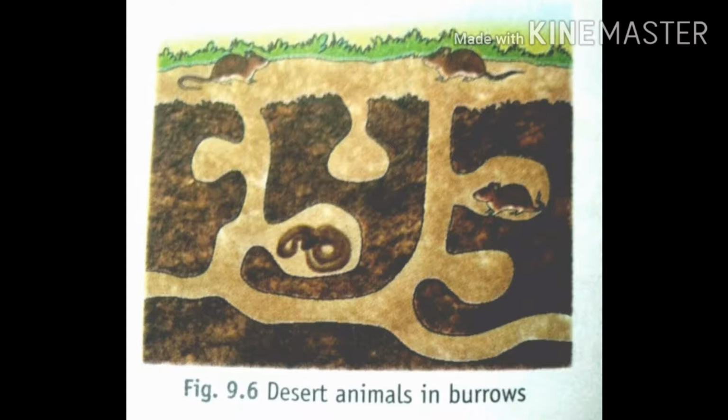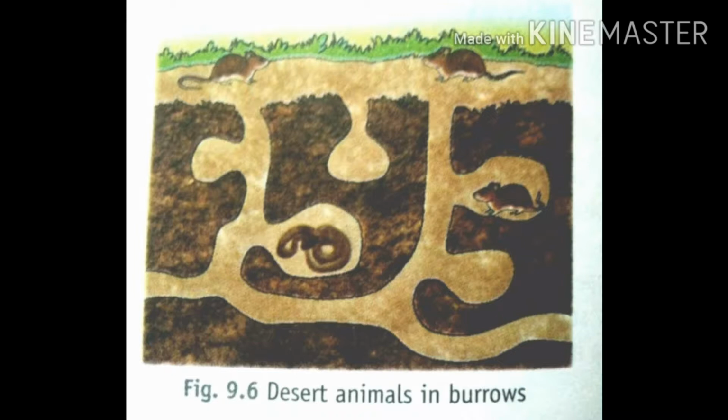Rats and snakes burrow under the sand during daytime to stay away from heat. These desert animals avoid movement during the day and hunt for prey during the night. They are active during early morning and late evening when the temperature is moderate, and they rest during the day when it is hottest.